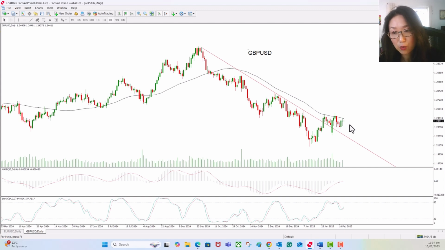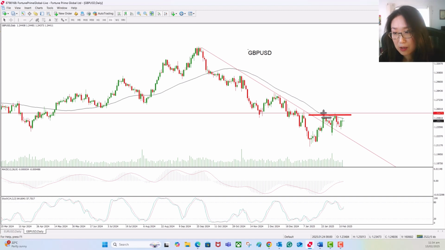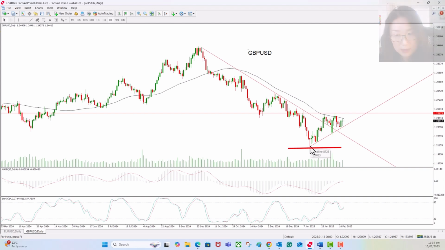It might continue going down from the 50-day moving average, and for the near-term resistance we can use the double top around 1.2540. So in the short term, I would expect it would still move in this triangle pattern. And in the long term, I think the pound would still weaken against the dollar. A key support would fall on the previous low, about 1.21.